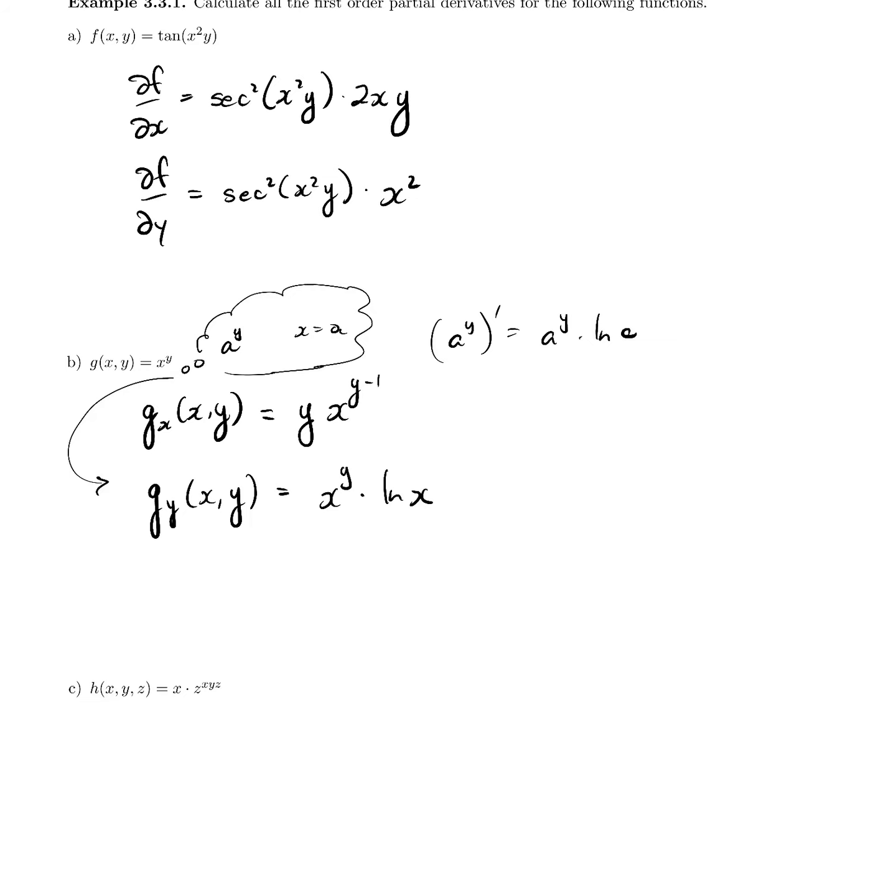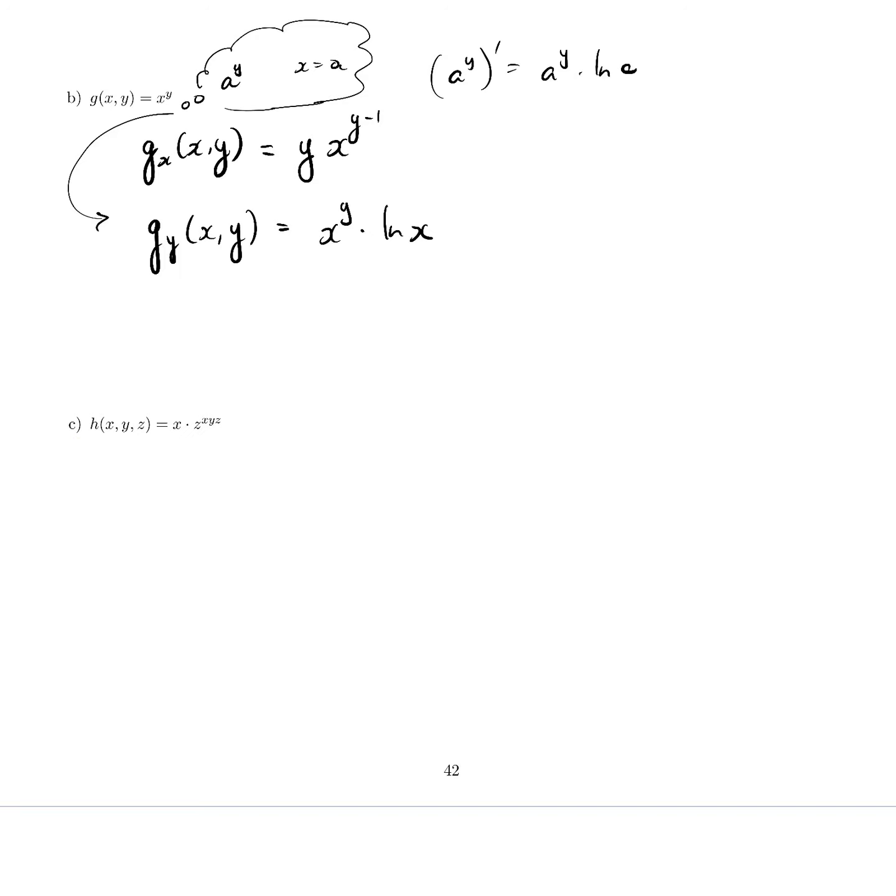Part C is a function of 3 variables, but the exact same principles apply, except we're going to take turns in which of the variables we hold constant. So if we want del h del x, we're going to hold y and z constant, which means that x is our variable. Now we see we have 2 x's there with a multiplication in between, so we need a product rule. So the derivative of the first is 1 times the second function of x plus the first times the derivative, and this is again a function of this form, an exponential.